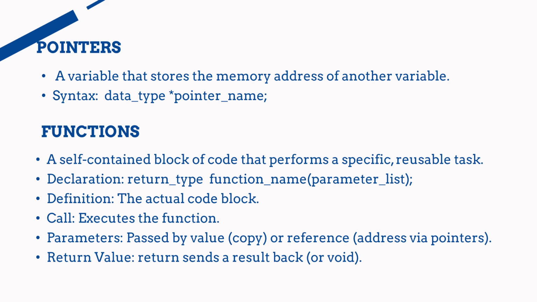Next one is functions. A function is a self-contained block of code that performs a specific reusable task. Declaration means function declaration: return type, function name and parameters, then semicolon. And function definition is the actual code block. Function calls execute the function. Parameters are passed by value or reference. Return values: return sends a result back, or void.